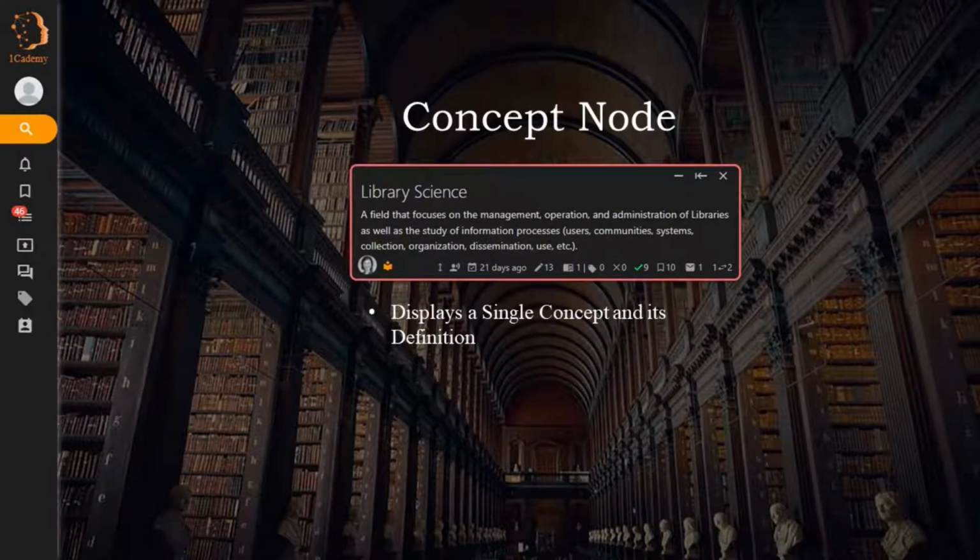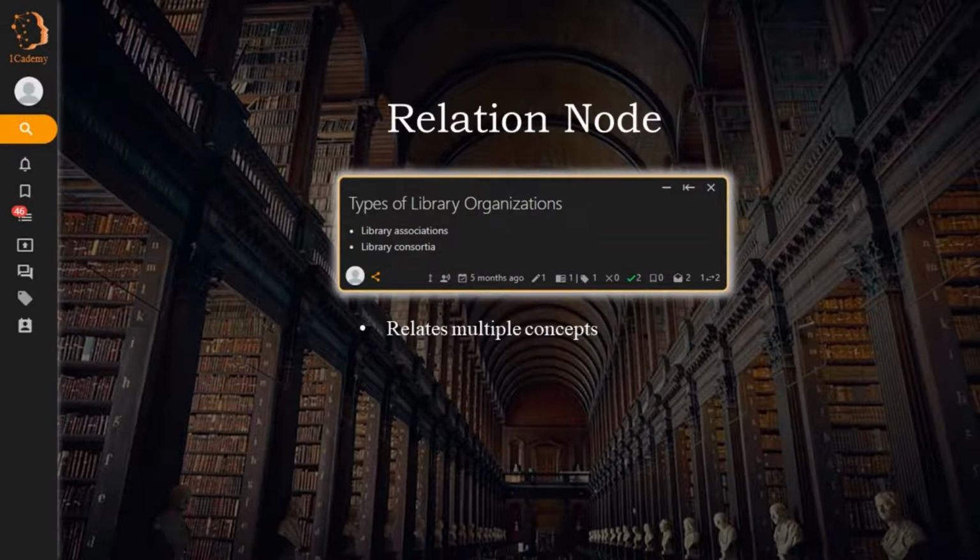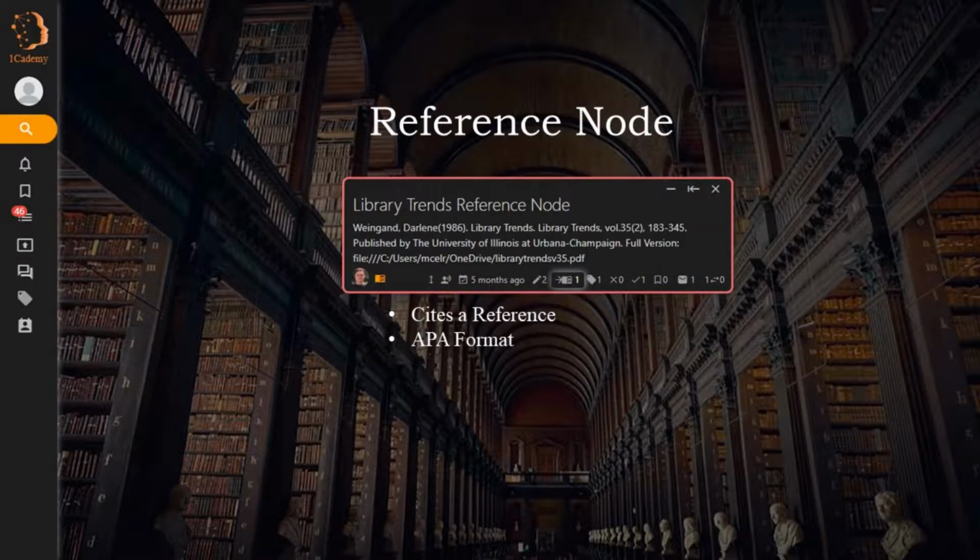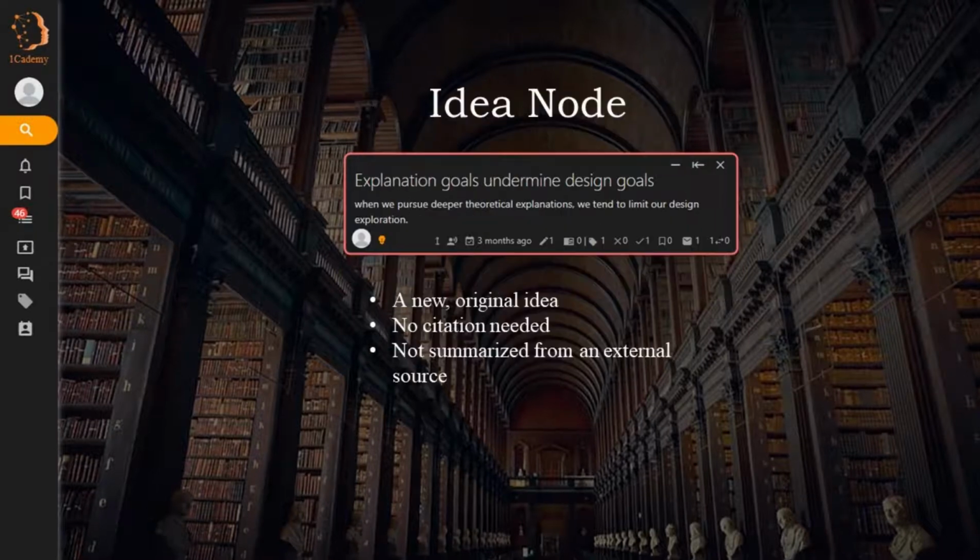There are several node types, including a concept node. A concept node defines a single concept of information. Relation nodes compare and explain a relationship between two topics or explain the relationship relating to multiple concepts. Reference nodes display a cited source in an APA format.